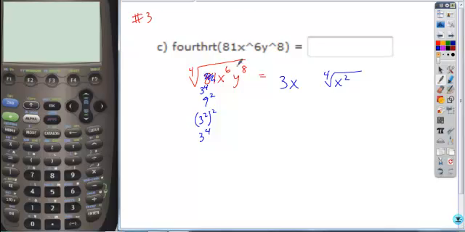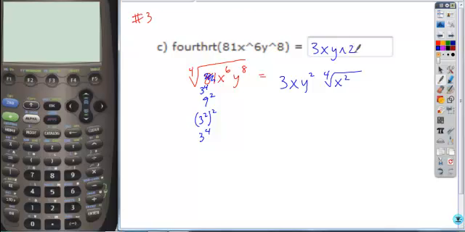How many groups of 4 can we remove from the y's? 2 groups of 4 is 8, which leaves how many y's inside the radical? None. We took out all the y's. Okay, so here is your simplified form, 3x y squared.